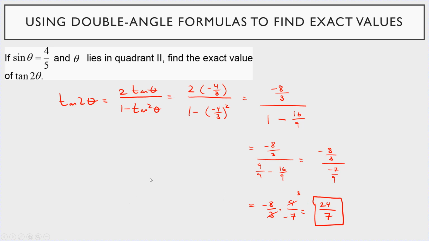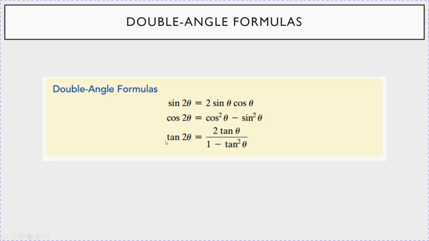All right, so just remember, whenever you have something like sine of 2 theta, or cosine of 2 theta, or tangent of 2 theta, you can always use these formulas here to get rid of that 2 in there. Okay.